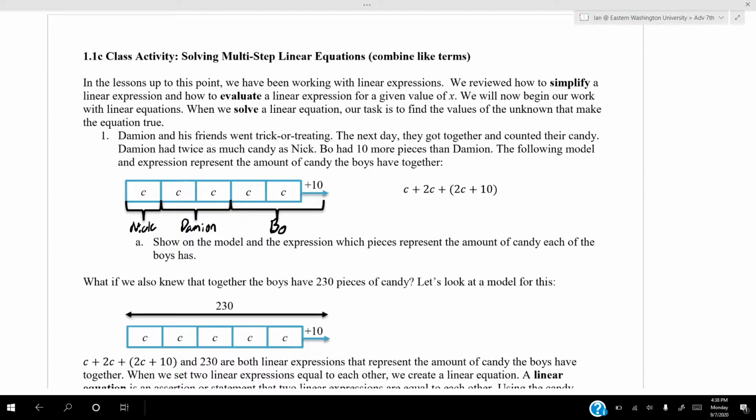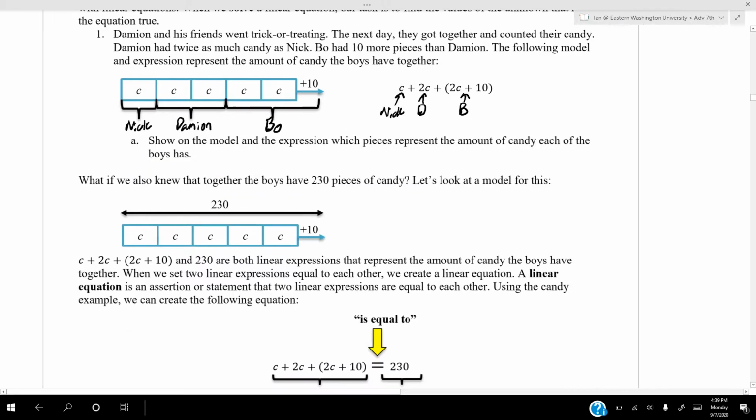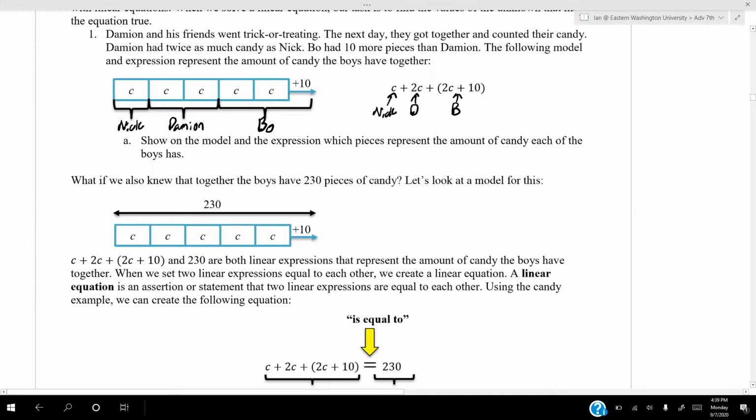So Nick is represented by C, Damien is represented by the 2C, and Bo is represented by the 2C plus 10. But now, just think for a second, what if we knew that altogether the boys had 230 pieces of candy? Well, then we can create a model for this. Right here, that's the model.